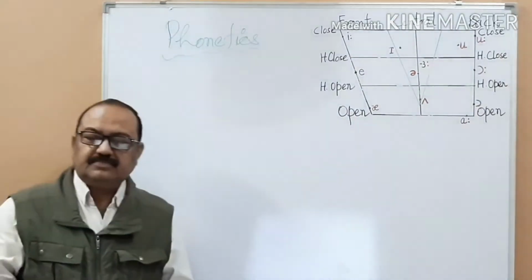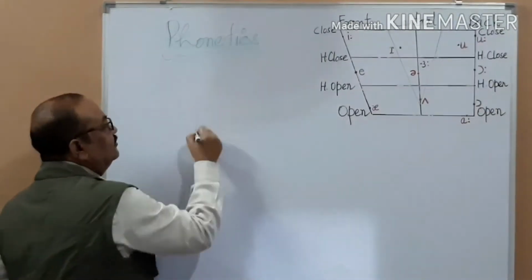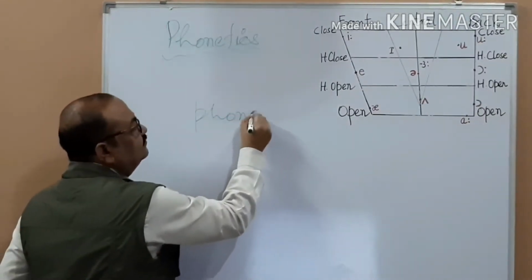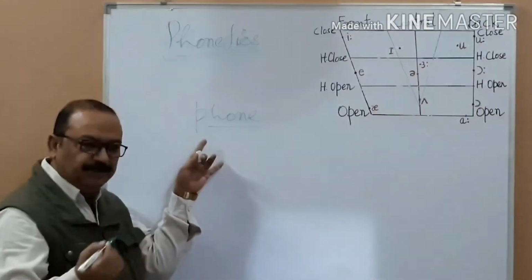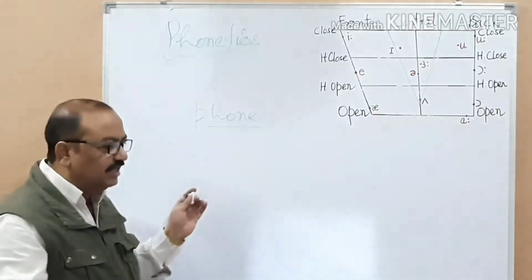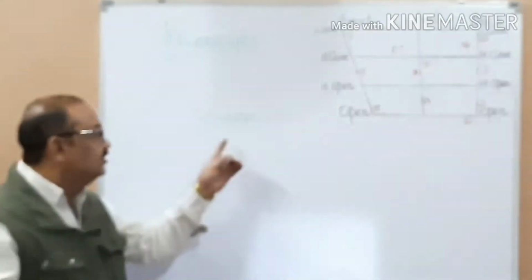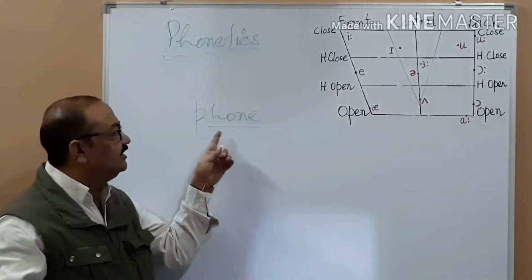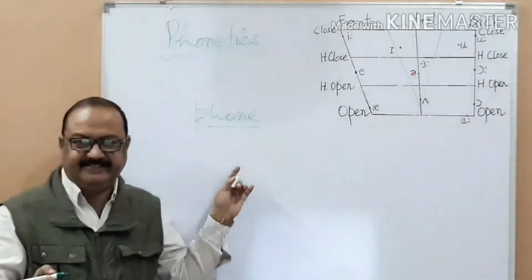Well, the word phonetics comes from the Greek word phone. Now, phone is a very familiar word with you all. What does phone mean? Phone means sound, like you have telephone. Telephone, that means sound from a distance. So the word phonetics comes from the Greek word phone, which denotes sound or voice.